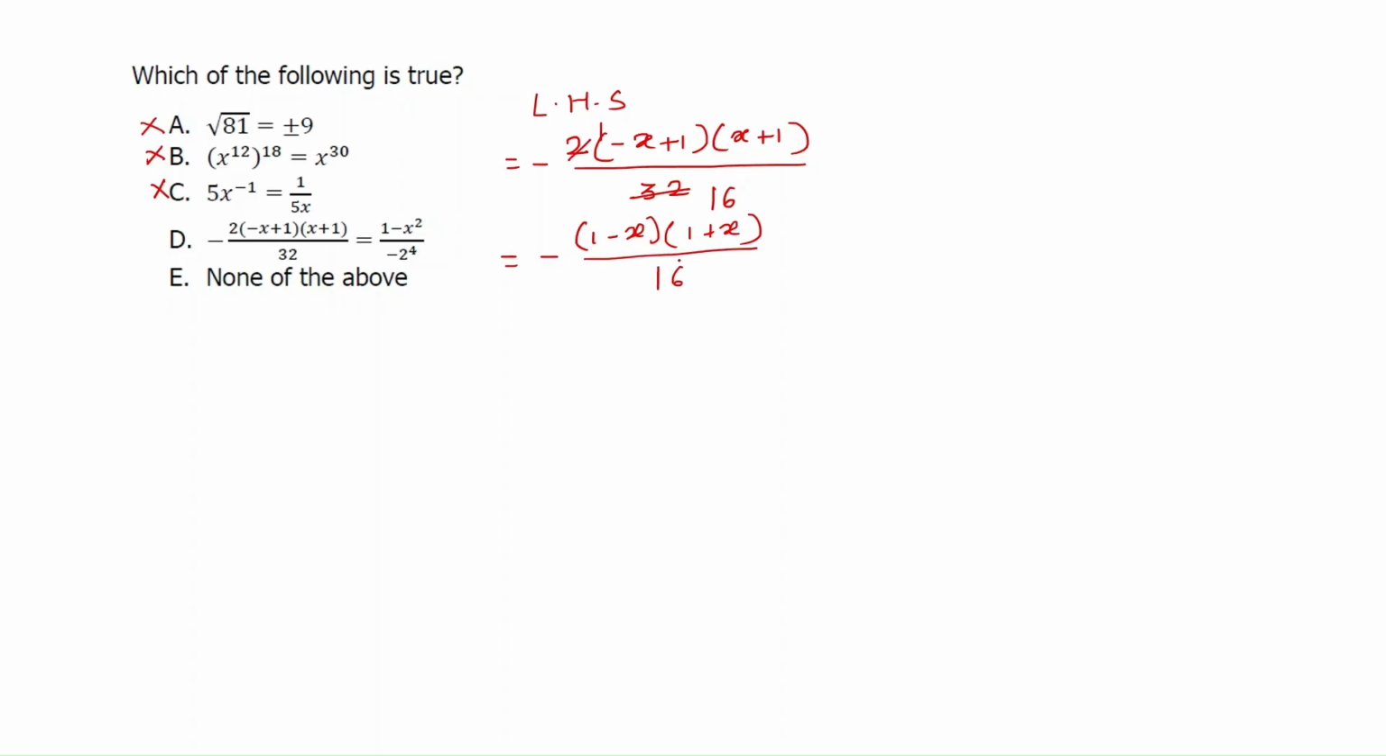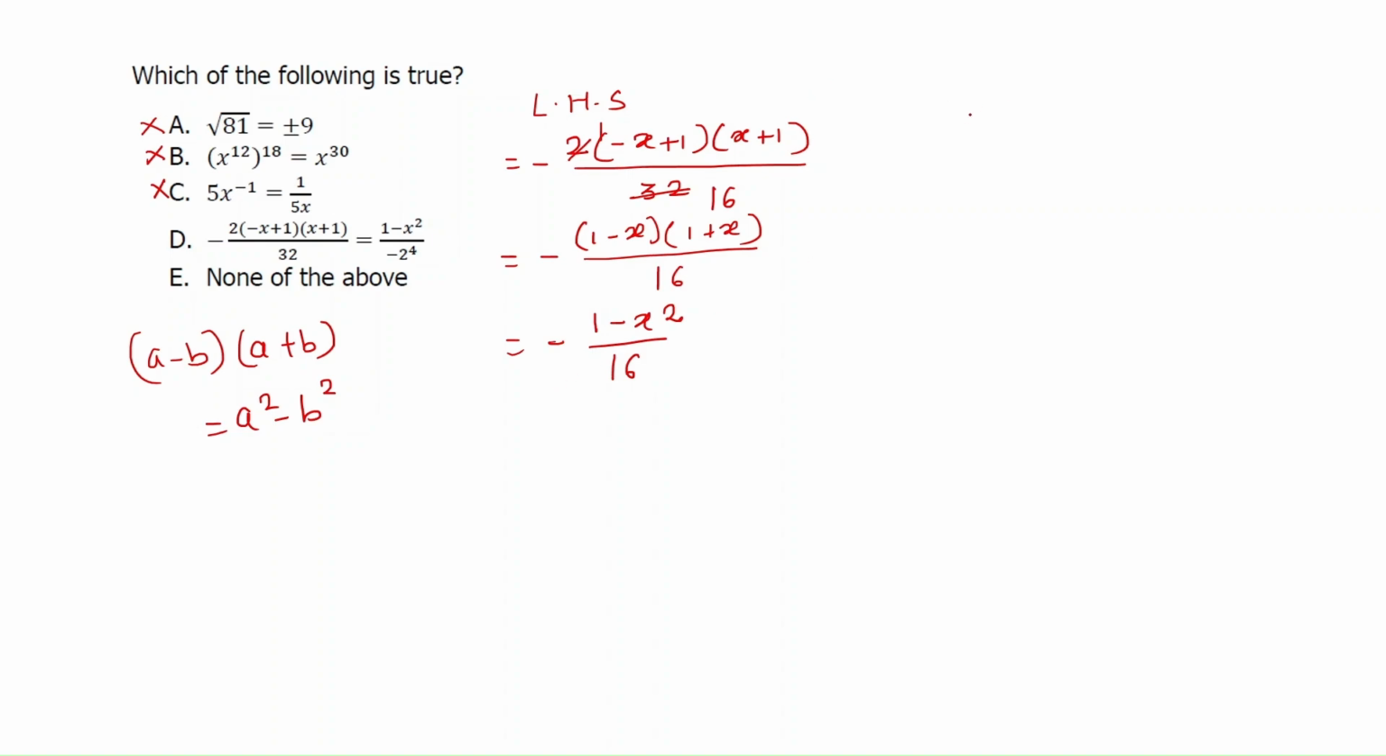Divide by 16. Now we know that 1 minus x into 1 plus x is something like a minus b into a plus b, which can be written as a square minus b square. So what is the square of 1? 1. And what is the square of x? Minus x square divided by 16. So this is our left hand side.